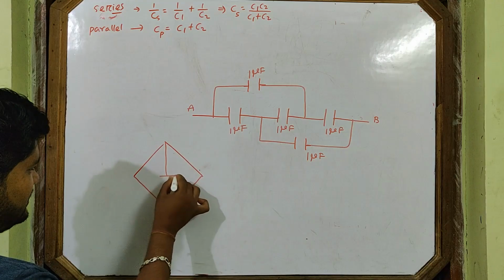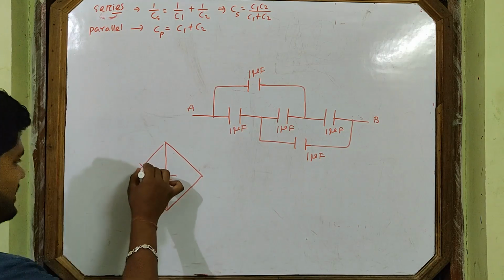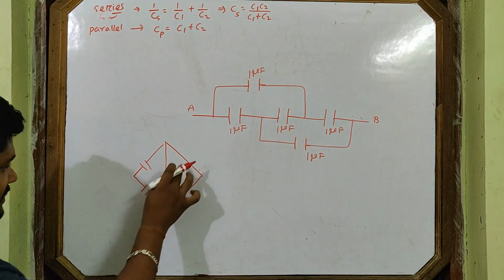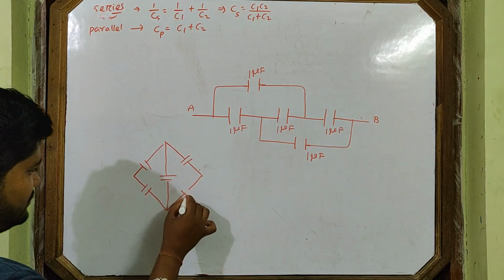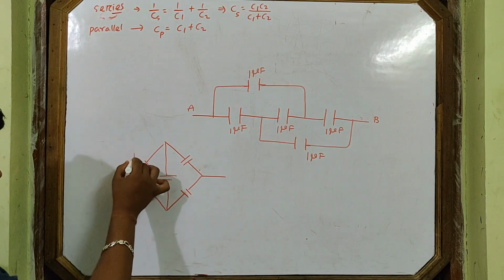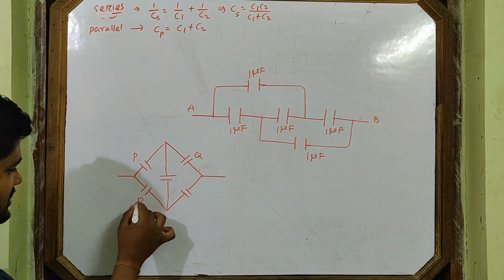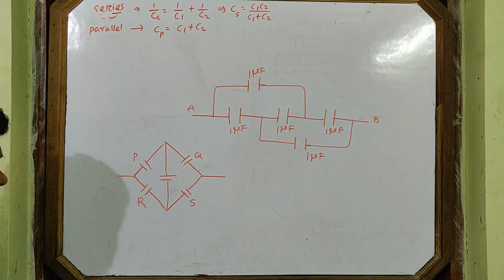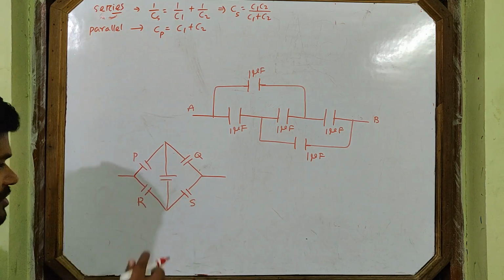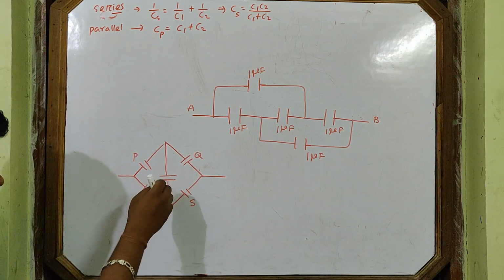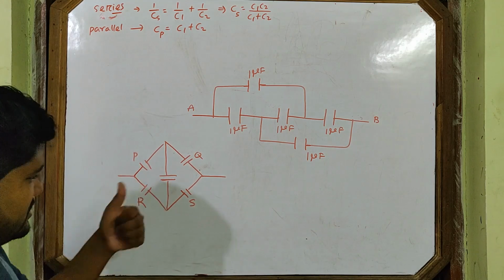Now see, I am drawing your Wheatstone bridge diagram and comparing it. You see, this is your Wheatstone bridge diagram. Now see this one. This capacitor I told you is P, Q, this is R, this is S. P, Q, R, S. This one is the dead one. We will cut it, this capacitor.